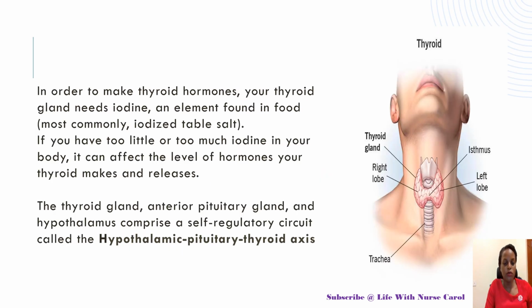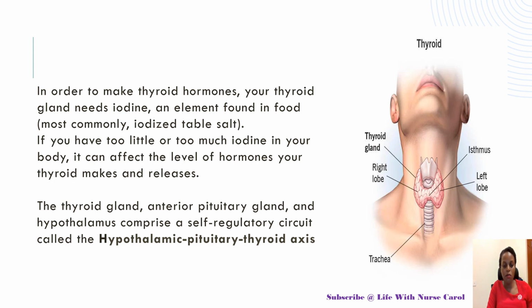For your thyroid hormones to be made, your thyroid gland needs iodine, an element found in food, most commonly iodized salt. If you have too little or too much iodine in your body, it can affect the levels of hormones your thyroid makes and releases.